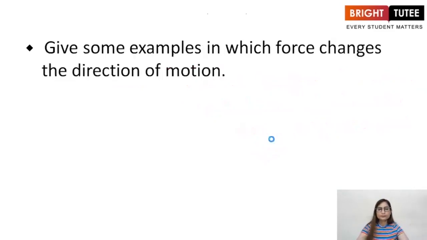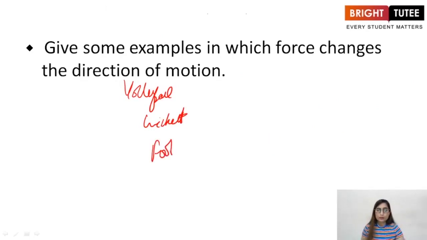Right? Now give some examples in which force changes the direction of motion. There are many examples. You can say volleyball. You can explain volleyball, cricket, right? Or football is also an example. In all these games, the object, which is a ball, is repeatedly changing its speed and its direction of motion due to the application of a number of forces on it, right?